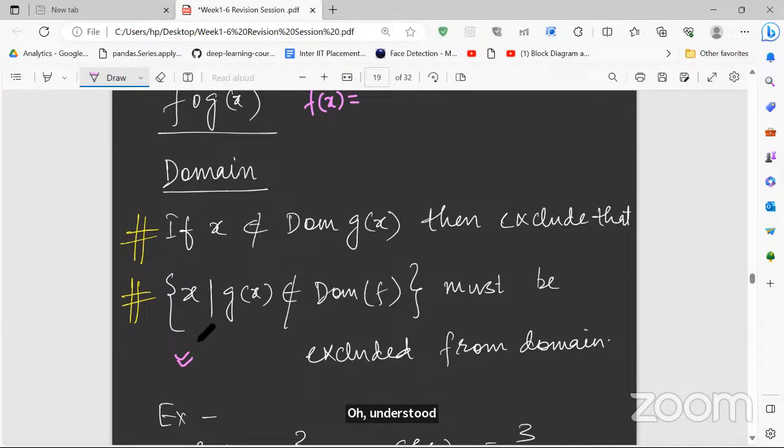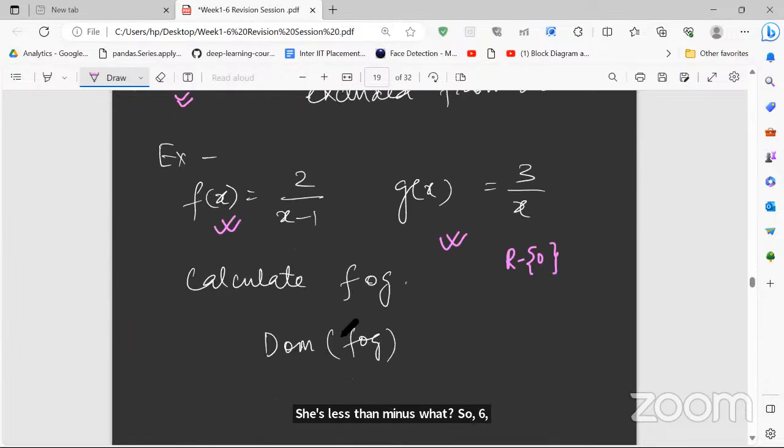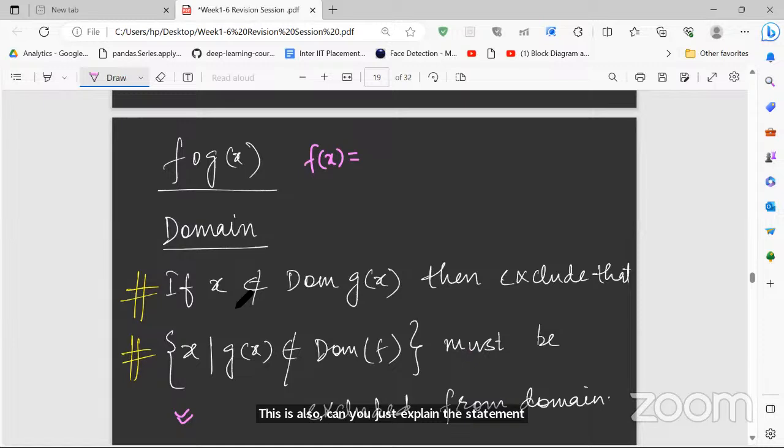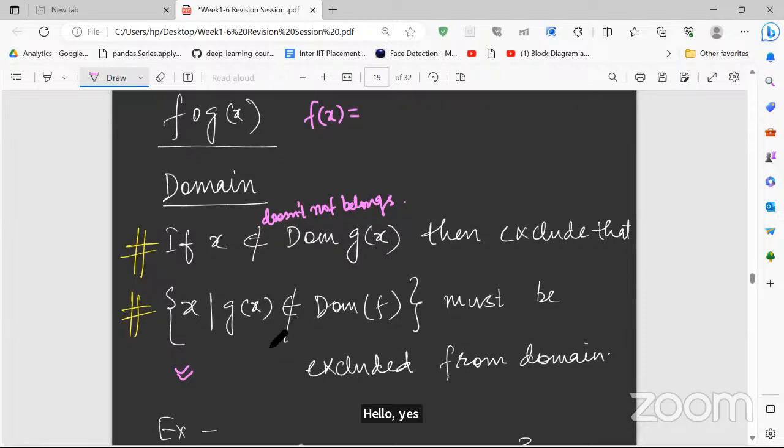Now the second statement. Sir, what does the statement "x such that g(x) does not belong to" stand for? Can you explain that statement? Okay, yes, that one statement I didn't discuss. The first statement is simple. The second is that you have to exclude some more values.